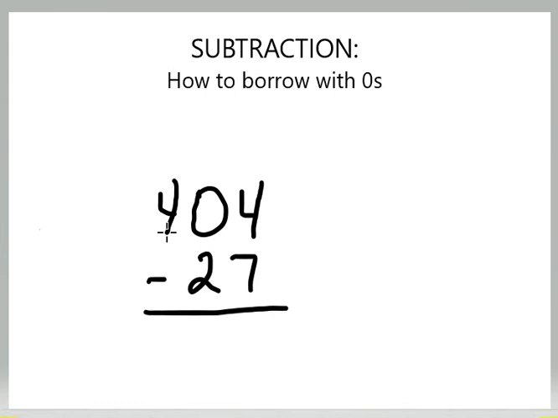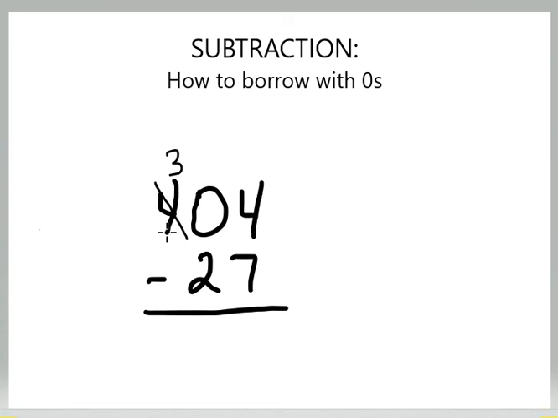So let's go next door to the tens place. We've got a 0 there. So he has nothing for you. So you've got to go to the hundreds and borrow from them. And lo and behold, they've got something for you. So let's go ahead and minus that out. We minused out 1 from 4, which left us with 3.